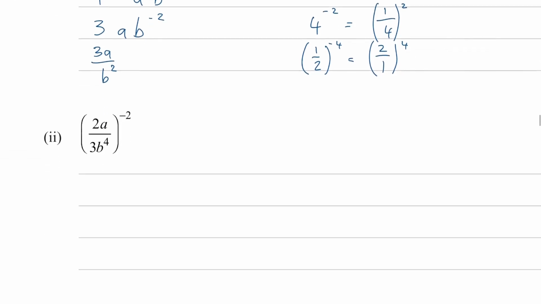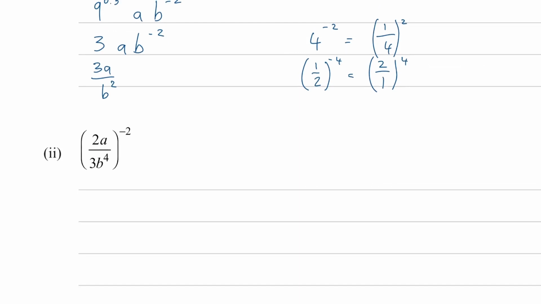In part 2, we have a fraction now, all raised to a negative power. So using this rule, the negative power rule, we can write this as 3b to the power of 4 divided by 2a, all raised to the positive 2. Right, so we eliminated the negative power. And now we have powers of powers, right? We can distribute the power across.